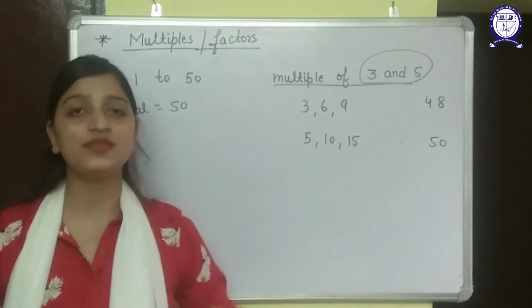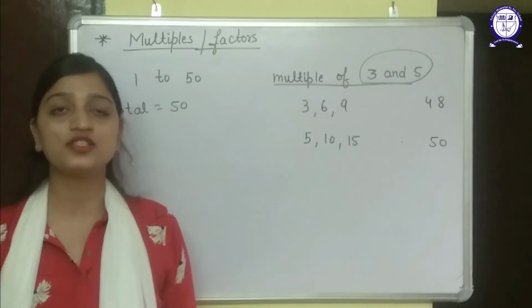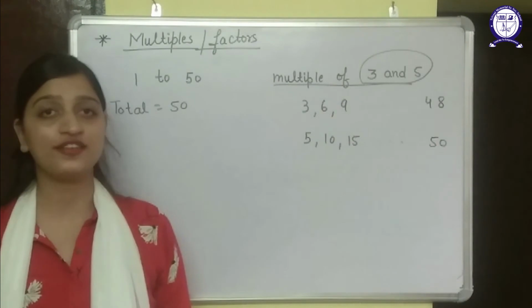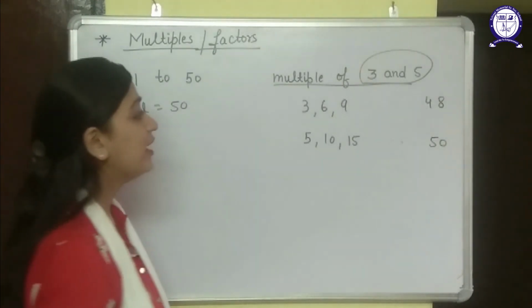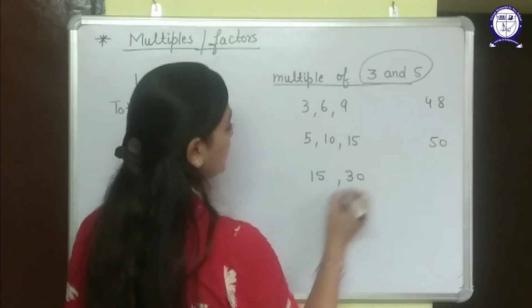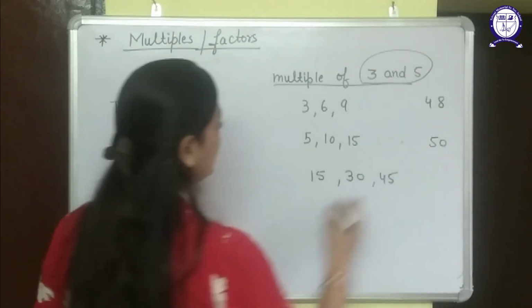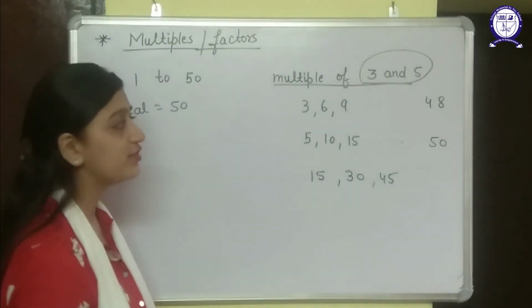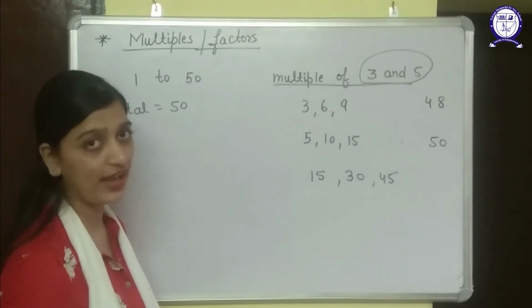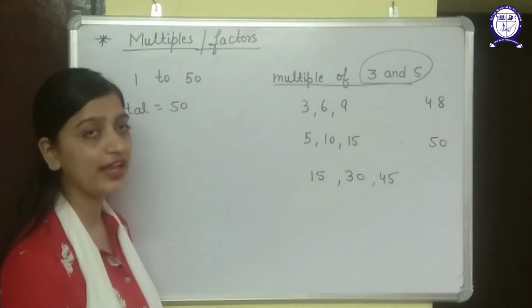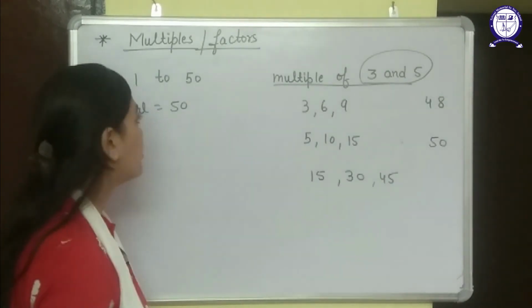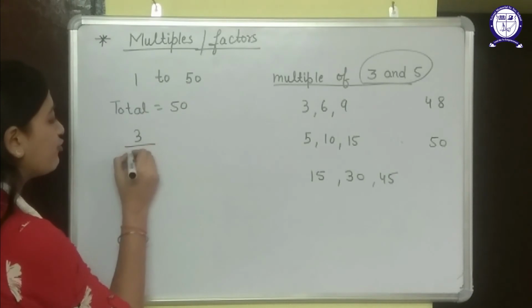And 3 and 5 means I need to take all those numbers which are divisible by both the tables. So I will take the numbers which are divisible by both. Which numbers are they? They will be 15, 30 and 45. These three numbers come in the table of 3 and they also come in the table of 5. So I will take how many numbers? 1, 2, 3. So my probability will be 3 upon 50.